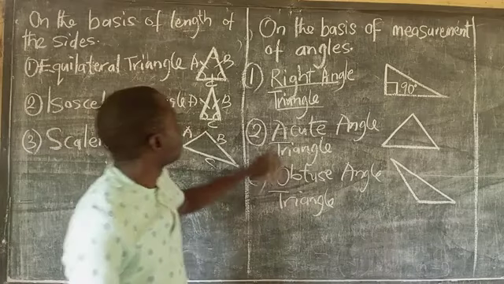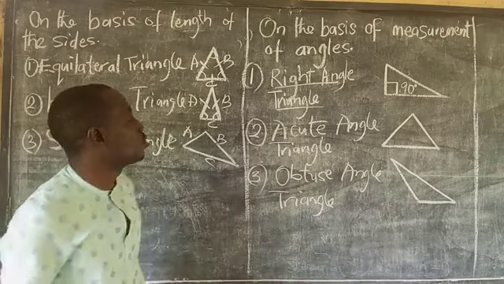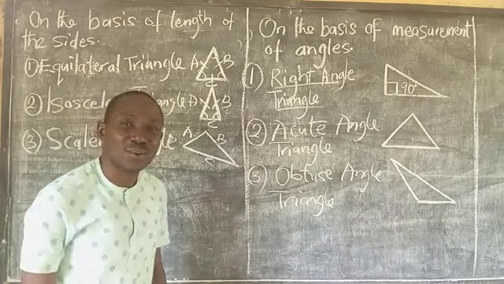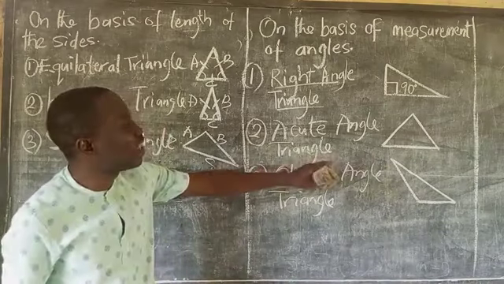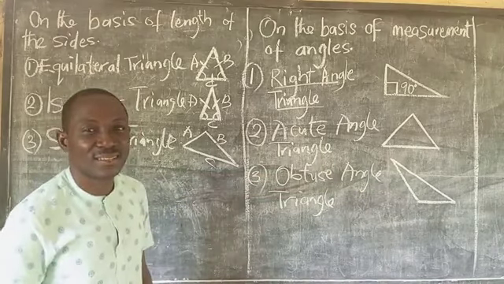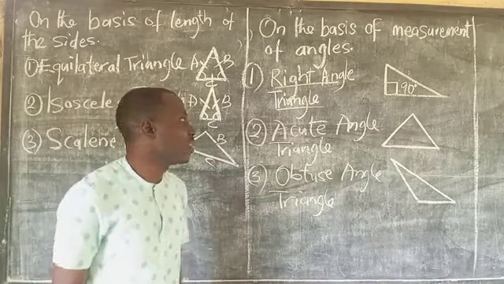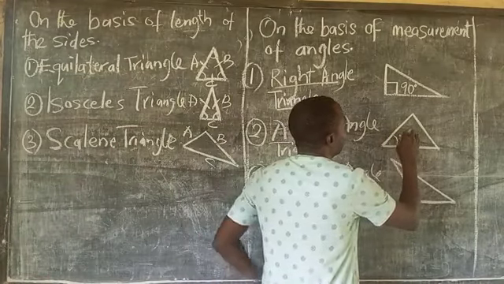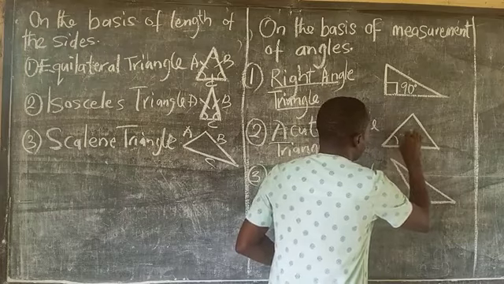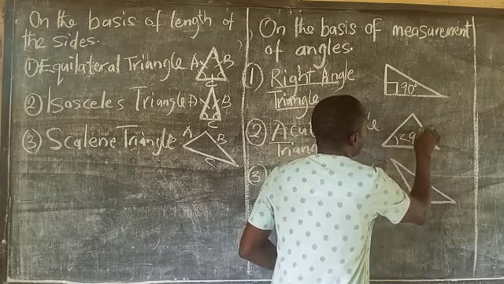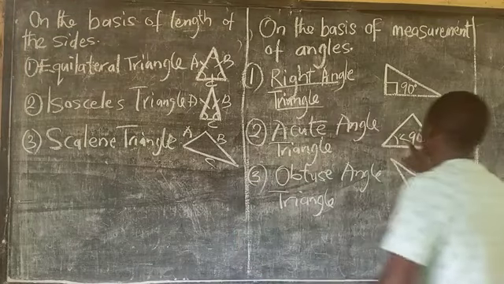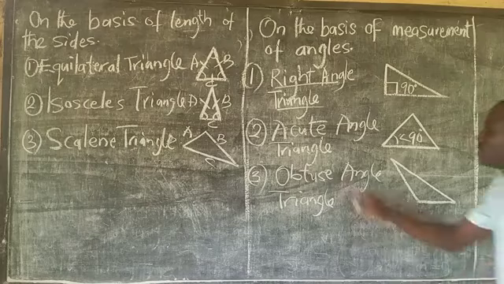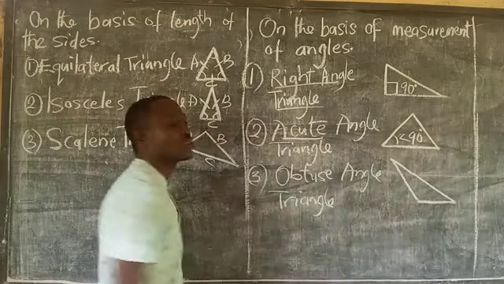And the second one is the acute angle triangle. What makes it an acute angle triangle is that if you watch closely, none of the angles is equal to 90 degrees. You must note that. This angle here is less than 90 degrees. Each of the angles is less than 90 degrees. This is for the acute angle triangle.